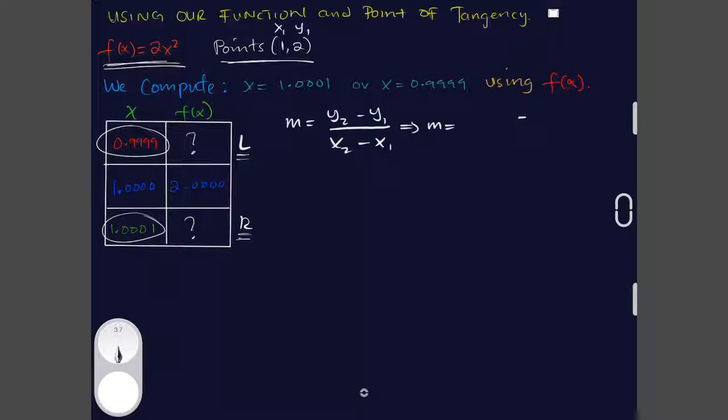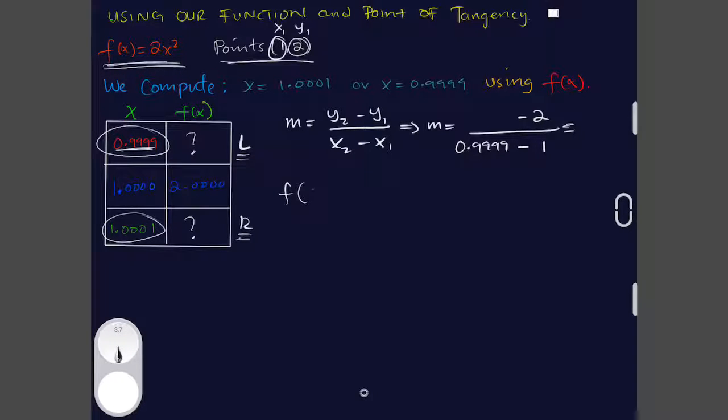We know y1 is 2, minus 2 all over x1. We know x1 is just 1. And then we know our first value that we are going to test is 0.9999. So now before we get the slope, we need to compute the value of our function at the value of 0.9999.